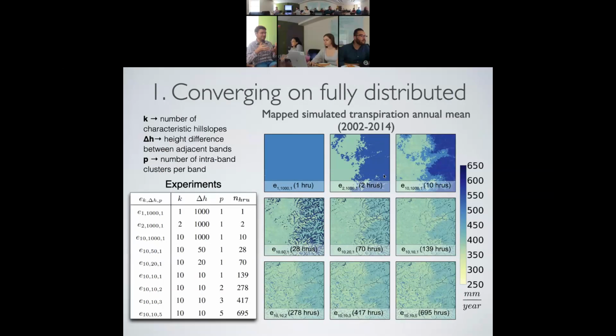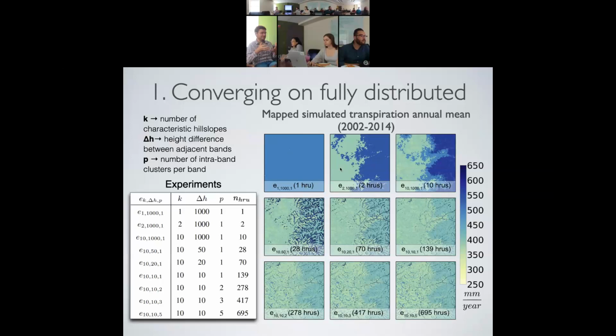Type of idea. So here what we do, and this is a 2018 paper, this is over that site in the Southern Sierras. So what we do is we start increasing the amount of heterogeneity. The first case up here is going to be a completely lumped, homogeneous model. There is no heterogeneity in the system, right? So that's one tile. Next, we increase the number of characteristic hill slopes. So there we have an upland versus a lowland, but there are no discretized height bands. There is no intra-band clustering.